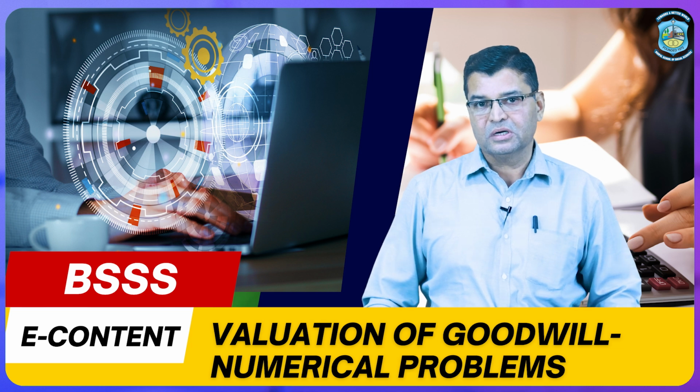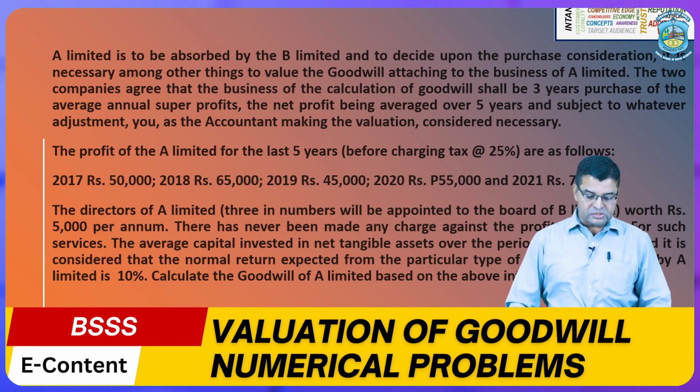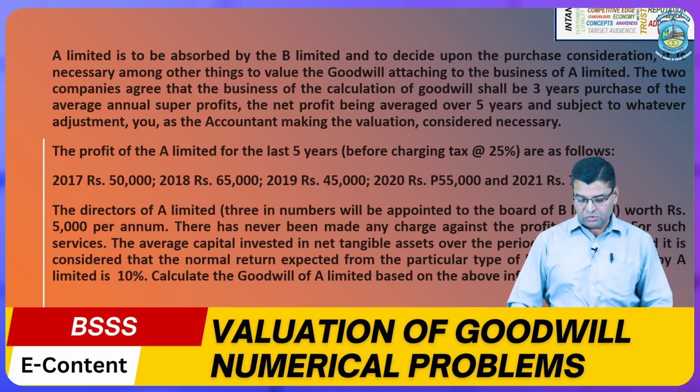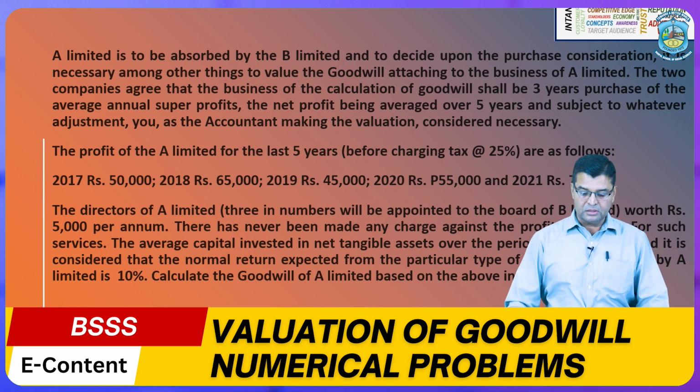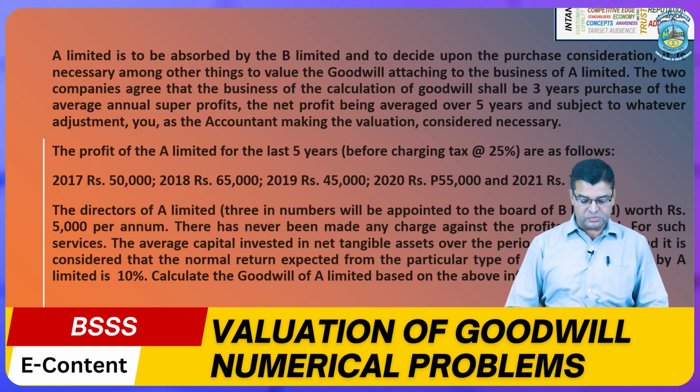So let's start. The question is given here: A Limited is to be absorbed by B Limited, and to decide upon the purchase consideration, it is necessary, among other things, to value the goodwill attaching to the business of A Limited. The two companies agree that the goodwill shall be 3 years purchase of the average annual super profits, the net profit being averaged over 5 years and subject to whatever adjustment.